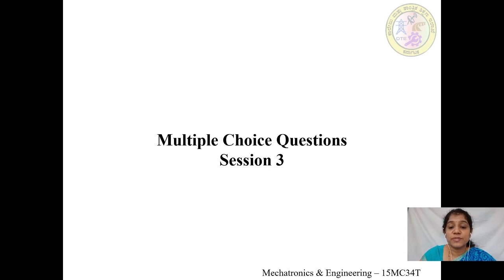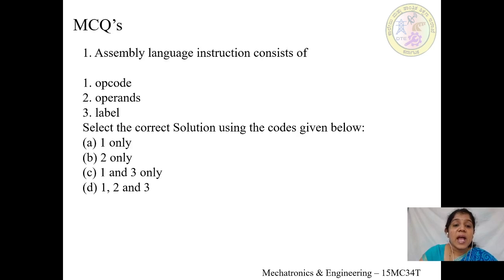Coming to the MCQs of session 3, multiple choice questions of session 3. First one, assembly language instruction consists of first one opcode, second one operands, third one label. Select the correct solution using the codes given below. Option A 1 only, option B 2 only, option C 1 and 3 only, option D 1, 2 and 3. Assembly language instruction consists of, yes, it consists of all the three fields opcode, operands and label. But the mandatory field is opcode field. So correct answer is option D.